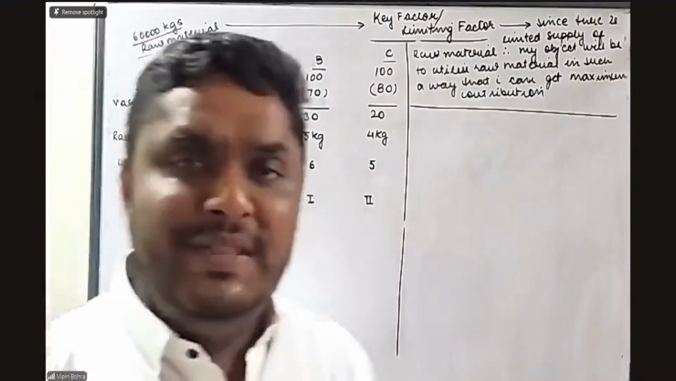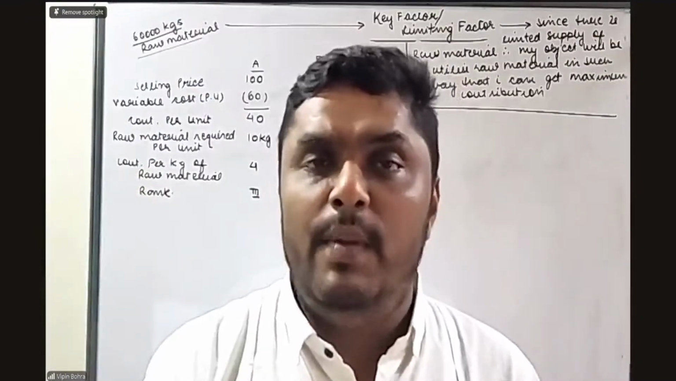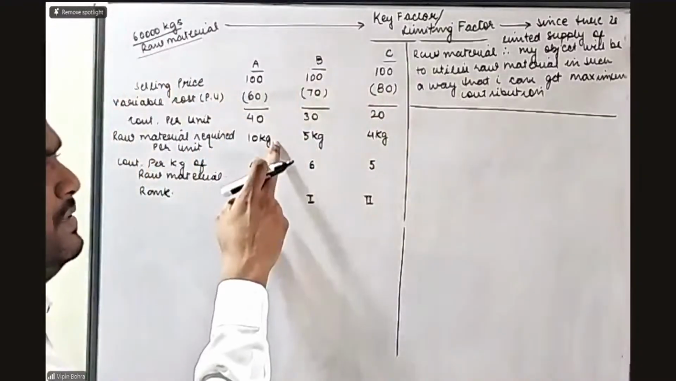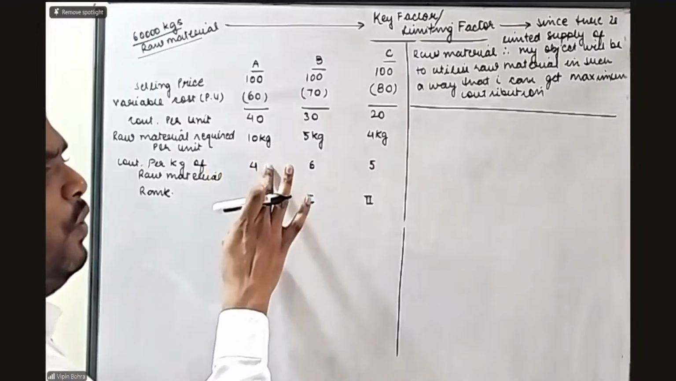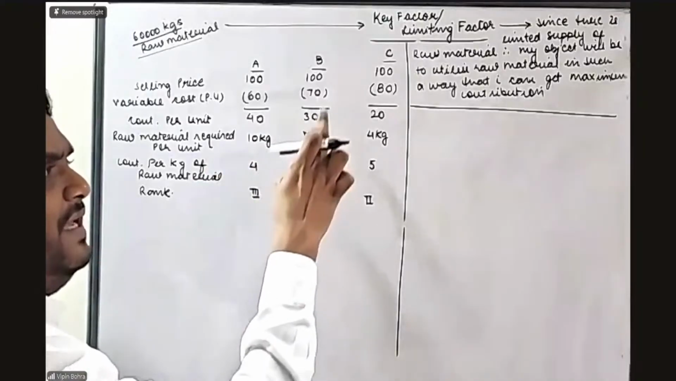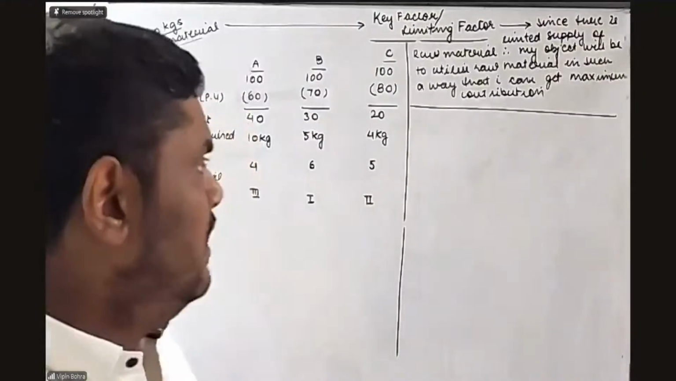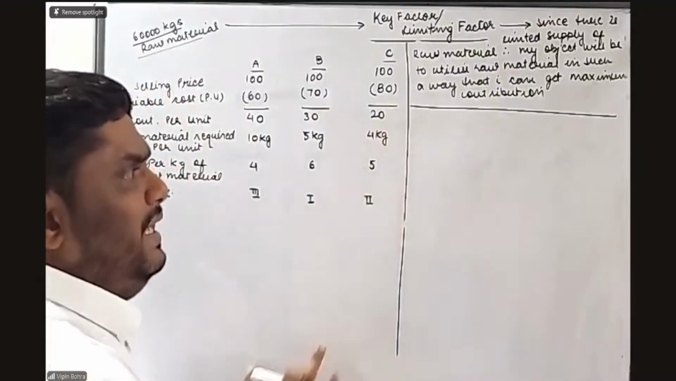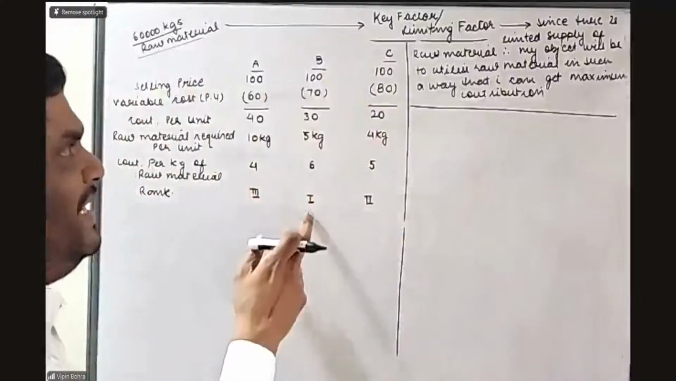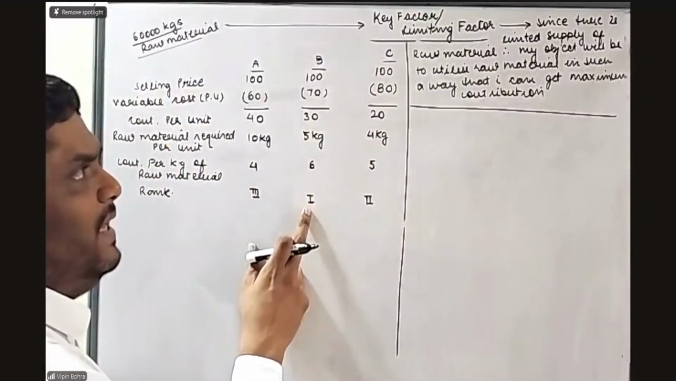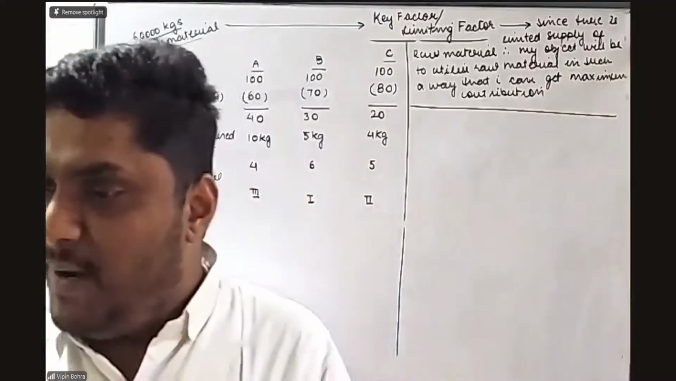I repeat again, my object will be to utilize each and every kg of raw material in such a way so that I can get the maximum profit out of it. After using 10 kgs, we are getting 40 rupees, so from every kg, 4 rupees. After using 5 kgs, we are getting 30 rupees, so 6 rupees per kg. After using 4 kgs, we are getting 20, so 5 rupees per kg. So the highest profit is in case of B. First priority will be given to B, second to C, and third to A. I hope this part is clear to all.